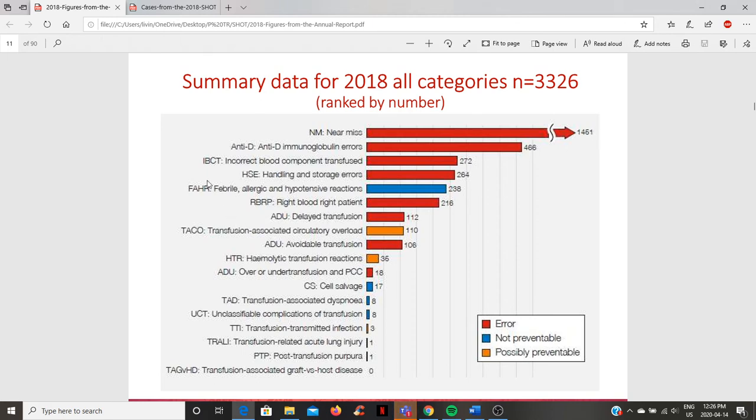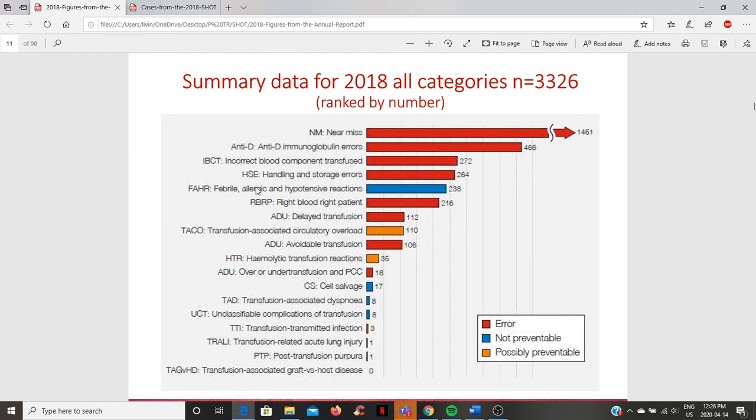What are the main ones here? I want you to see IBCT, incorrect blood component transfused. 272 of those. The other big one that matters for us serologically is hemolytic transfusion reactions, 35 of those out of 3,300. Some of these other ones we obviously cannot prevent, like transfusion-associated dyspnea, et cetera.